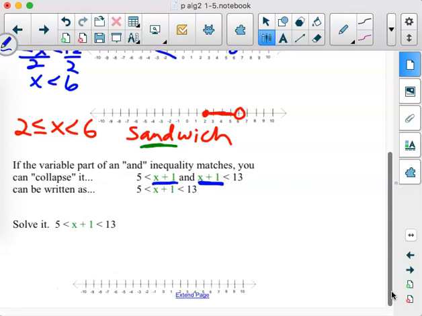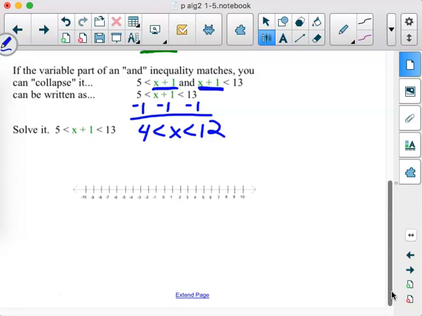Well, it doesn't have 2 parts, it has 3 parts. So I look in the middle, because that's where my x is, and I realize to get x by itself, I have to subtract 1. Normally we'd say subtract 1 from both sides. This one has 3 sides. We have to subtract from all 3 parts. And we have a beautiful and sandwich. X is sandwiched between 4 and 12.